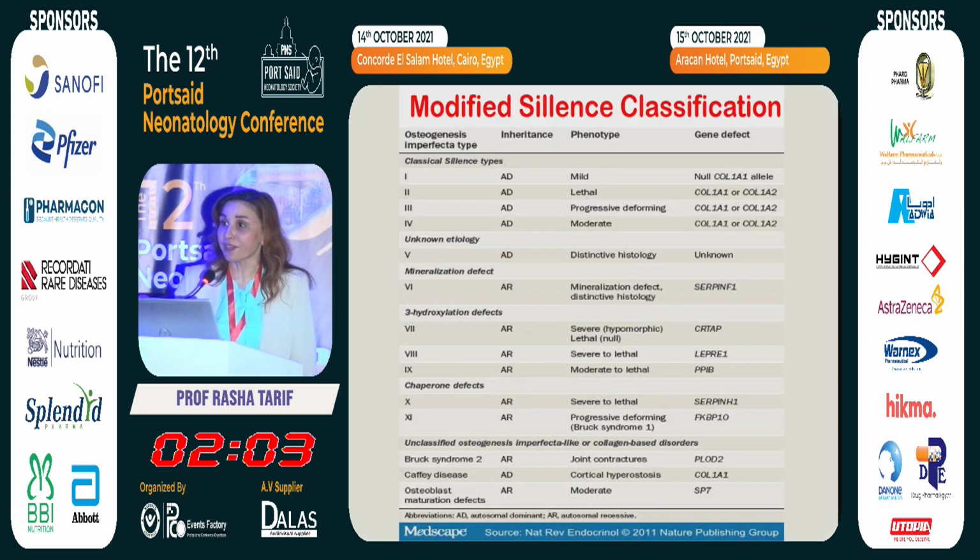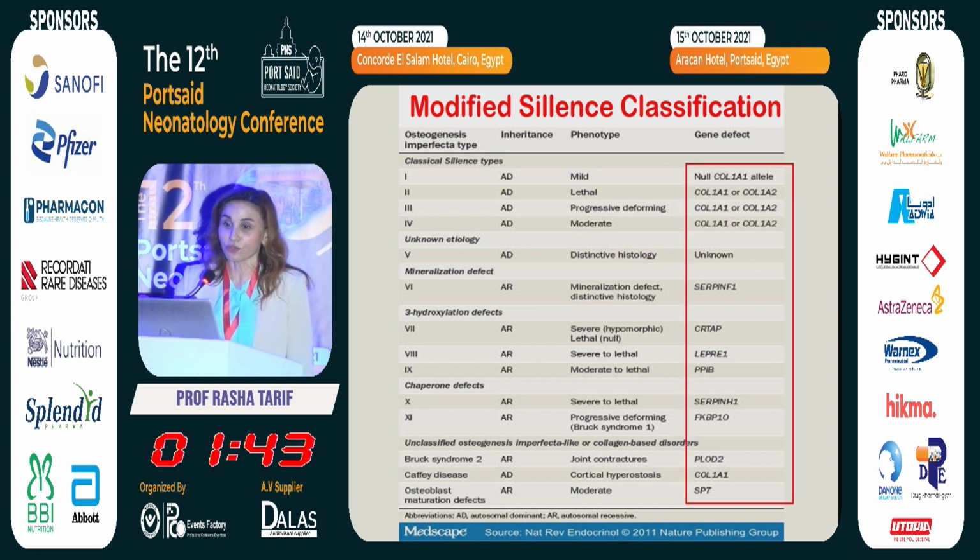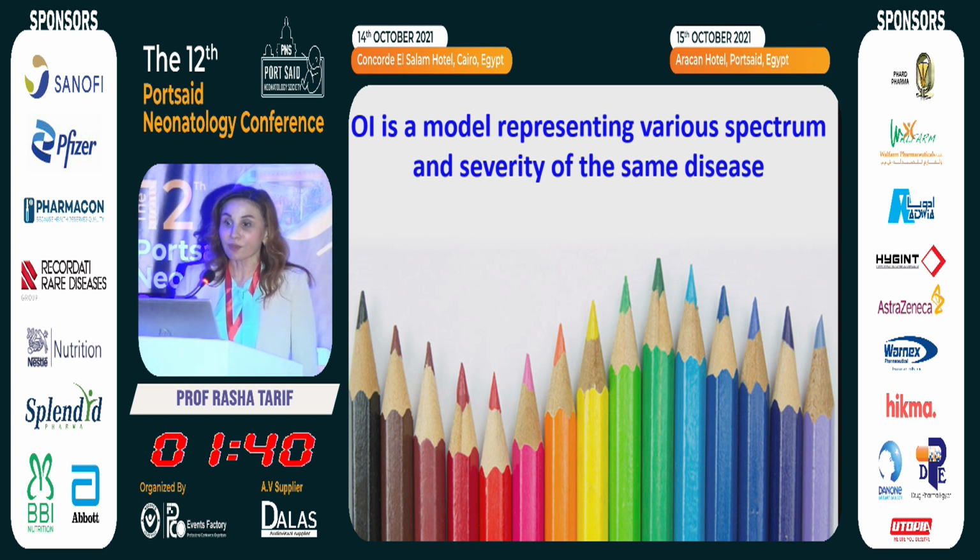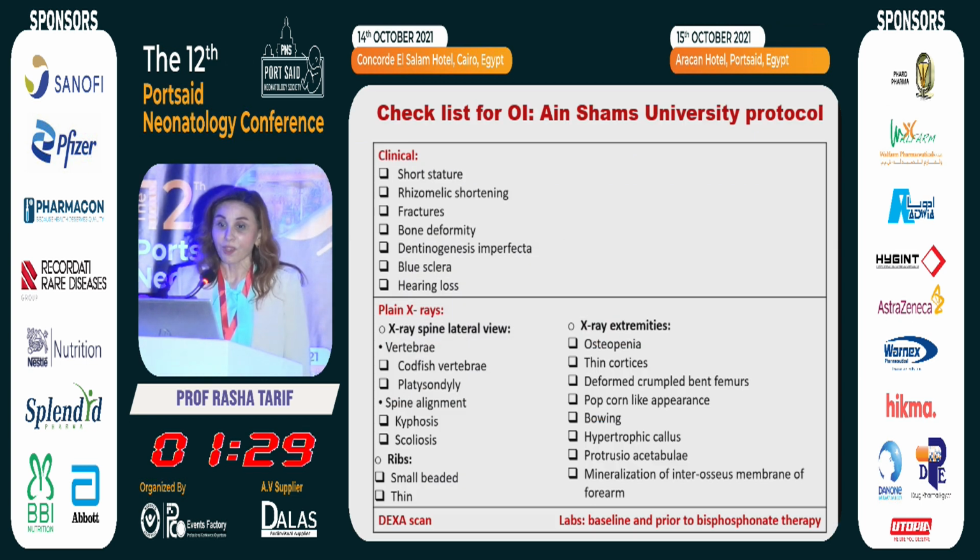And this is the modified Sillence classification for the types of OI. We all know the classical 4 types, but right now, a lot of emerging genetic mutations appeared with more than 15 types of osteogenesis imperfecta. But as I told you, as pediatricians, we need just to take care that this could be a child with osteogenesis imperfecta. So OI is a model representing various spectrum and severity of disease. Some of them experience fracture once or twice in life, and some of them have uncountable fractures like the one I showed you.